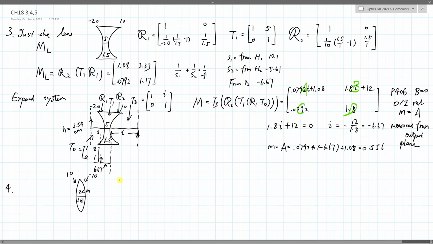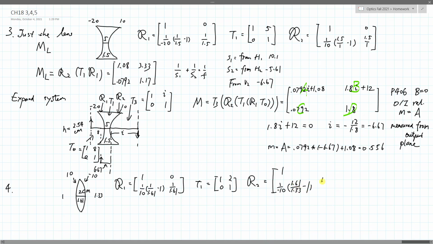So we'll calculate these. R1 is 1 over 10, and the refraction is left over right. Left is 1, far right is 1.33, minus 1... left over right, 0. So that's our R1. T1 is equal to 2 centimeters, the lens thickness. And R2 is equal to 1 over negative 10. The left is 1.61, right is 1.33, minus 1 over left divided by right, and here's 0. So that's R2. So M of the lens is just R2, T1, and R1.